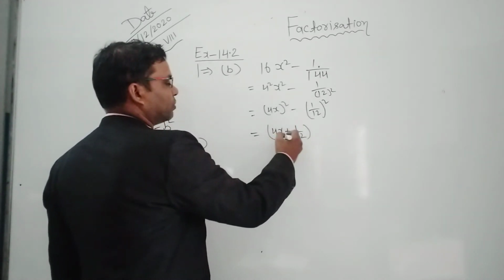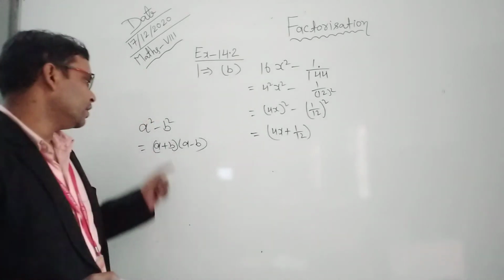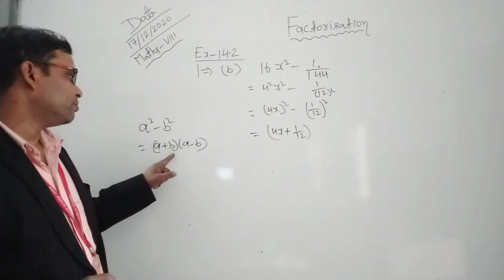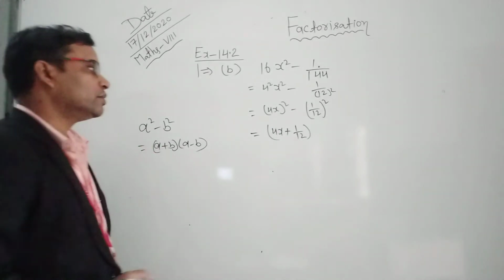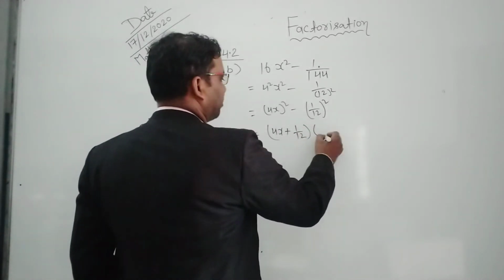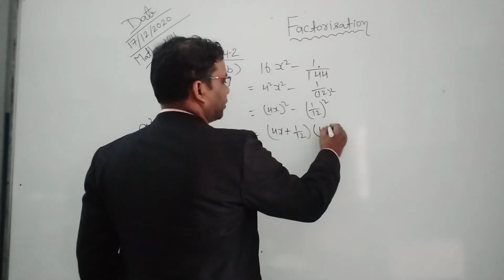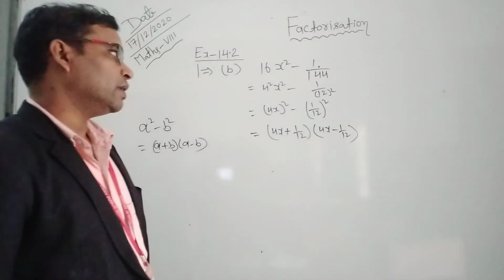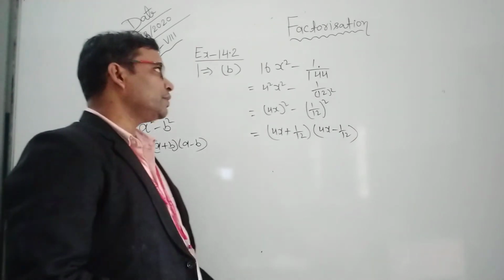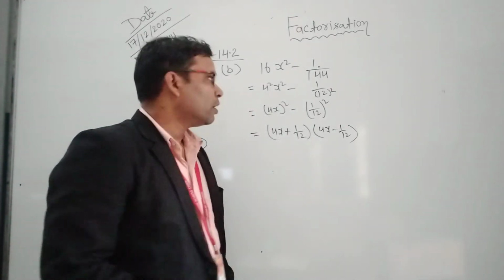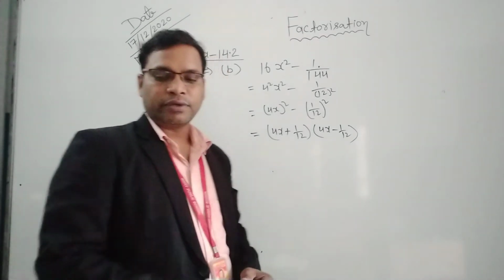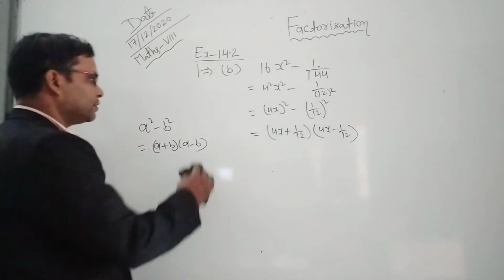Okay, (4x + 1/12), because here you can say a square minus b square is equal to 1. A square minus b square is equal to (a plus b) into (a minus b). This is clear. So here you can also write a minus b, (4x minus 12). So students, in this way we find the factors of 16x square minus 144. This is clear.